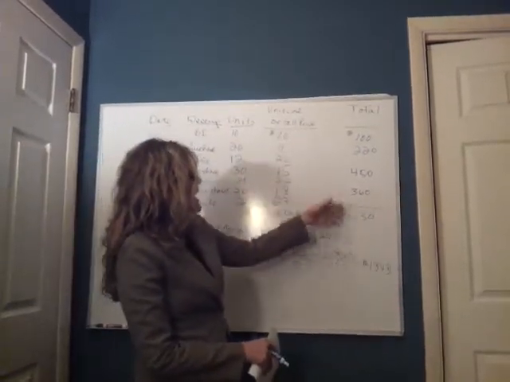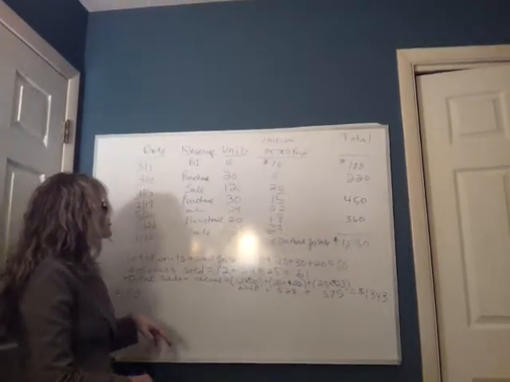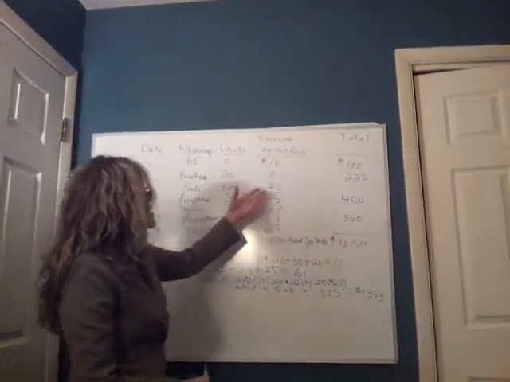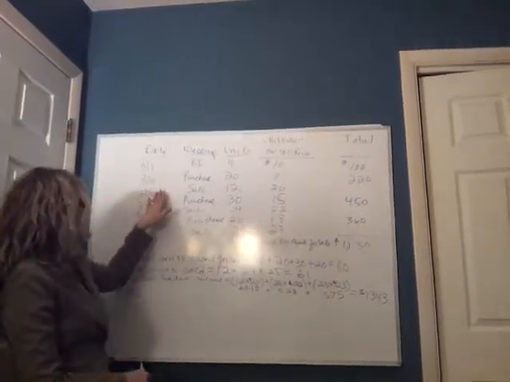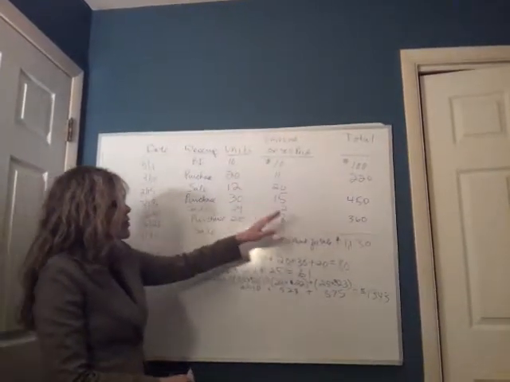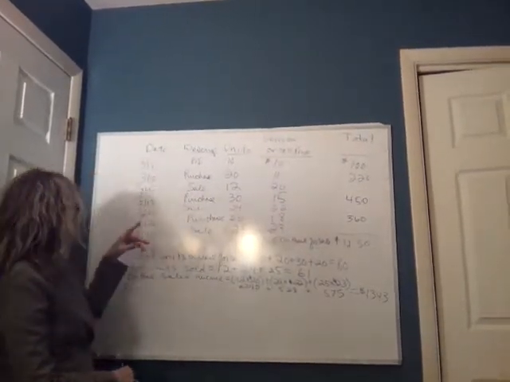I've added a total column for 100. Next item is March 10th. We had a purchase, 20 units. Cost per unit 11. Total is $220. The sale, we're not going to record in this total. We're recording the total of our costs in that column.